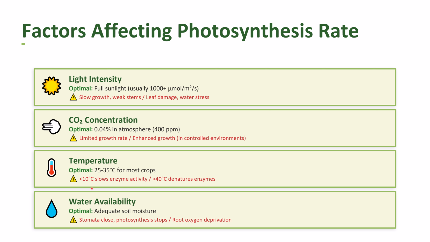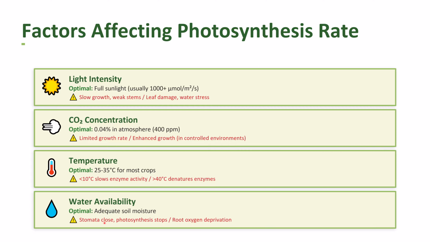Less than 10 degrees centigrade slows enzyme activity. Greater than 40 degrees centigrade denatures enzymes. Most crops have a happy place between 25 to 35 degrees centigrade. If it's too cold, below 10 degrees centigrade, the plant's internal chemistry slows down. If it is too hot, above 40 degrees centigrade, those systems can break down entirely.